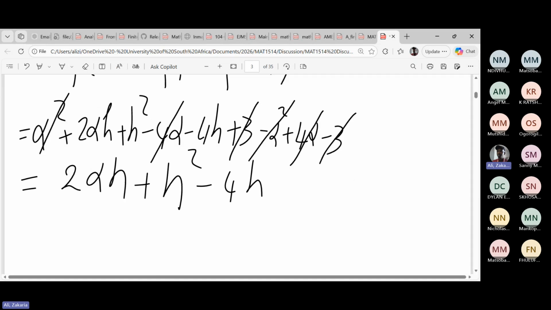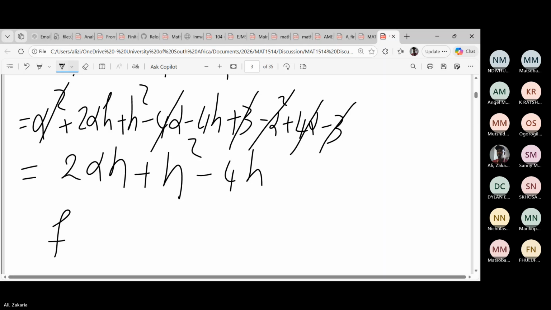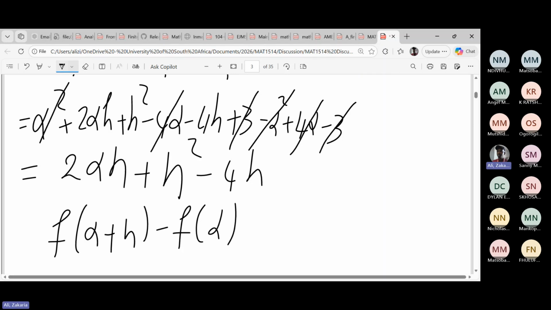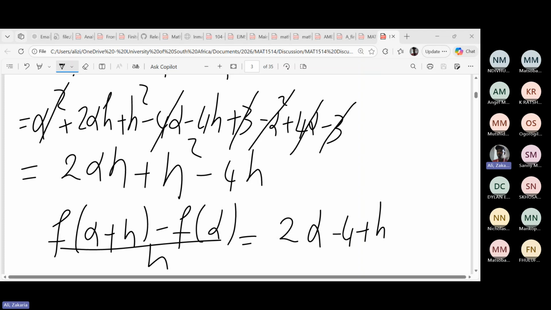And if we now take f of alpha plus h minus f of alpha, then we divide it by h, we can see that if we divide by h, this will just be 2 alpha minus 4 plus h, right? If we divide both sides by h, it becomes another number which is 2 alpha minus 4 plus h. Then this is what usually you call first principle, and we're using it just to introduce the notion of derivative.